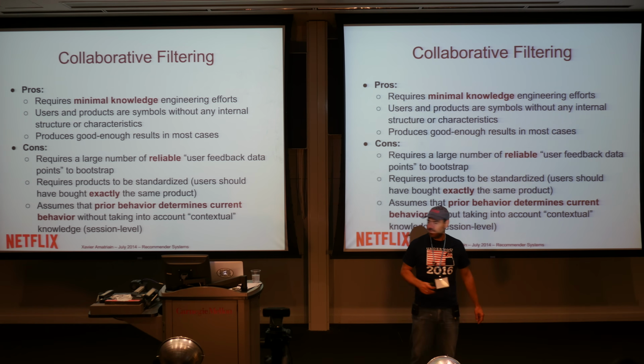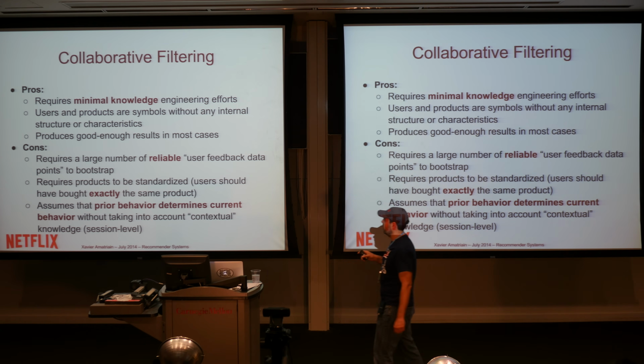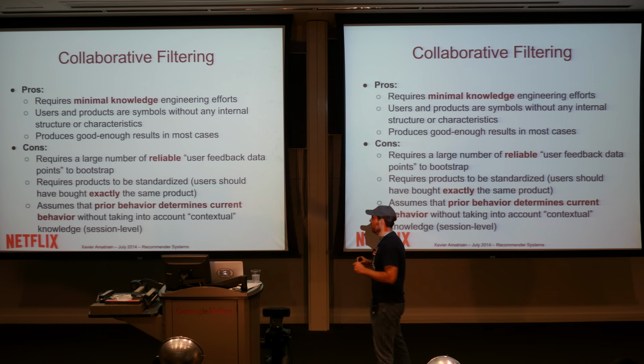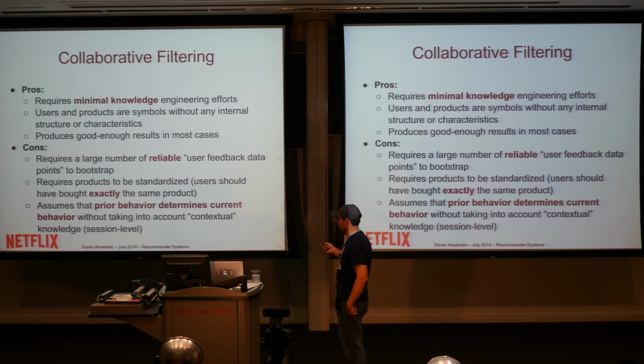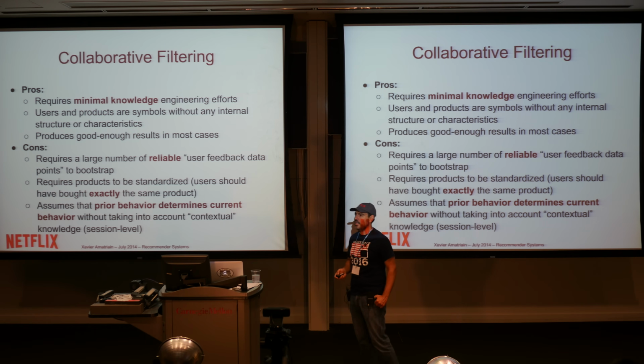So, sorry, I was talking about the fact that if we have a large catalog of items, you need to be able to identify things that were bought were exactly the same. We're also assuming that prior behavior determined current behavior, so that's something that you need to address. If you want to add any information about context, you need to add it in a very different way.